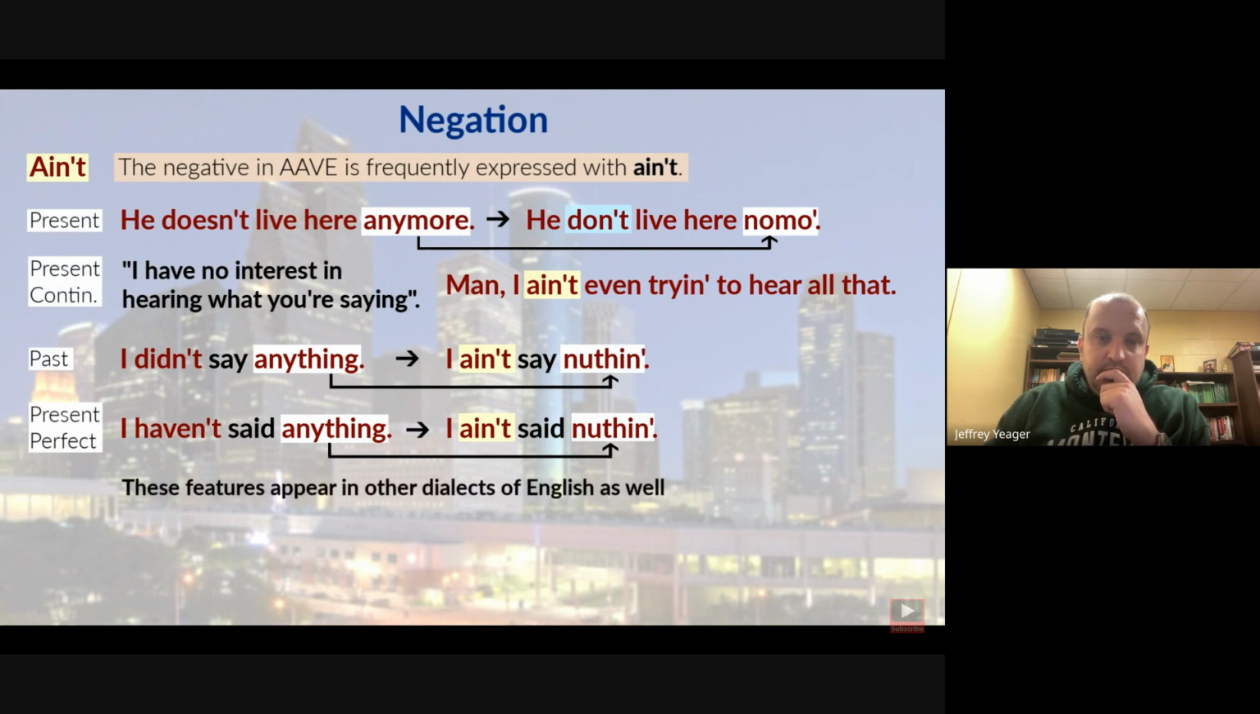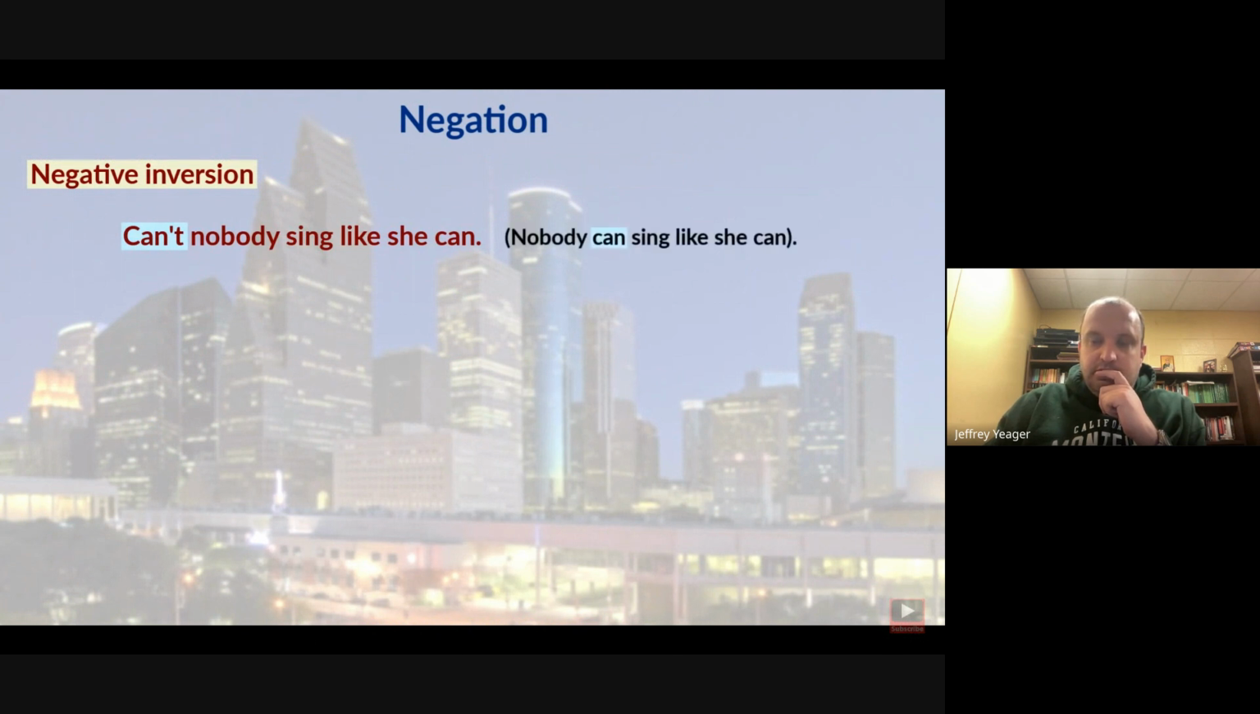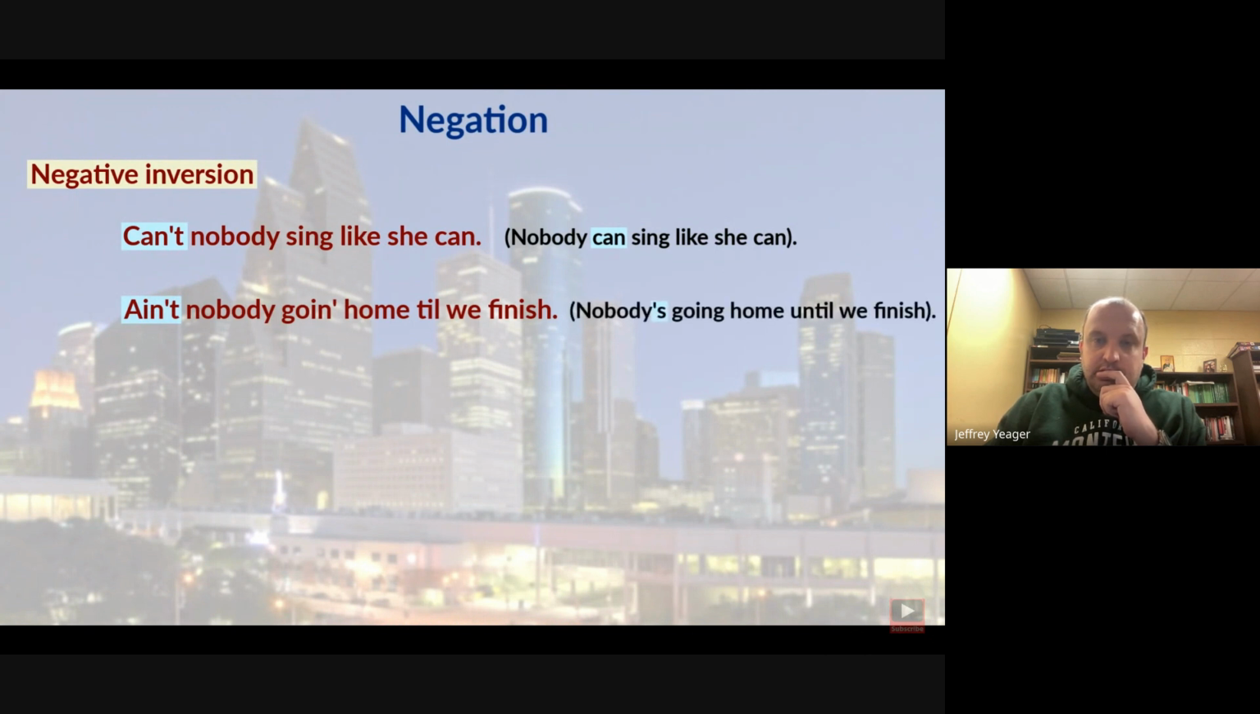Actually, both that and ain't appear in other dialects of English as well, and aren't unique to AAVE. But it does have a unique kind of double negative, or sometimes triple negative construction called negative inversion. Can't nobody sing like she can. In standard English, this would be, nobody can sing like she can. Ain't nobody going home till we finish. Nobody's going home until we finish. In this construction, the auxiliary verb moves to the beginning of the sentence and becomes negative.